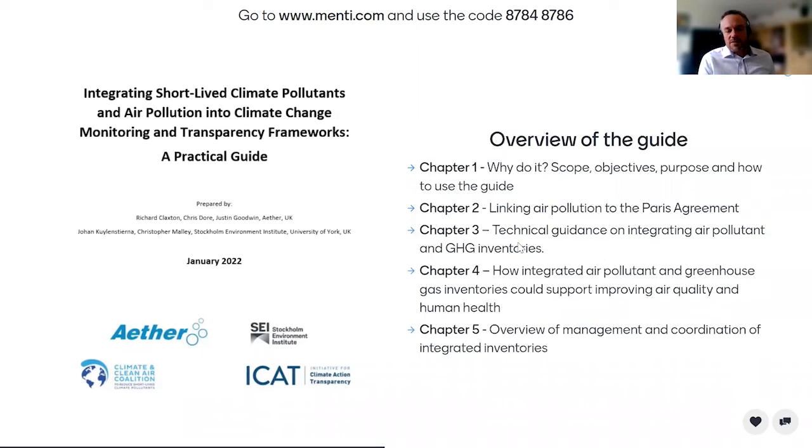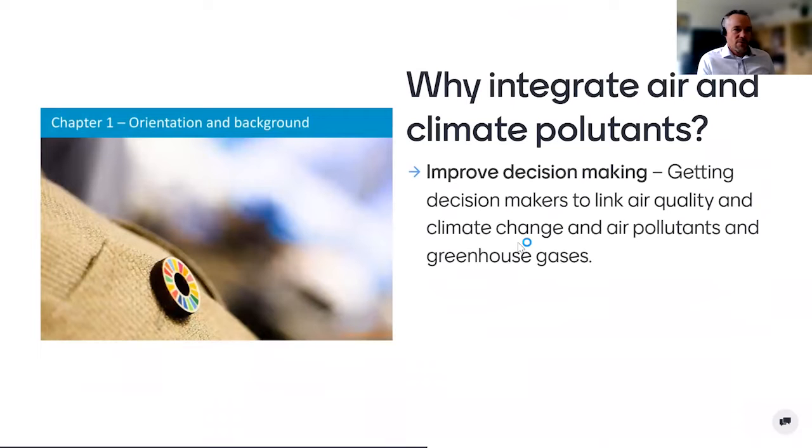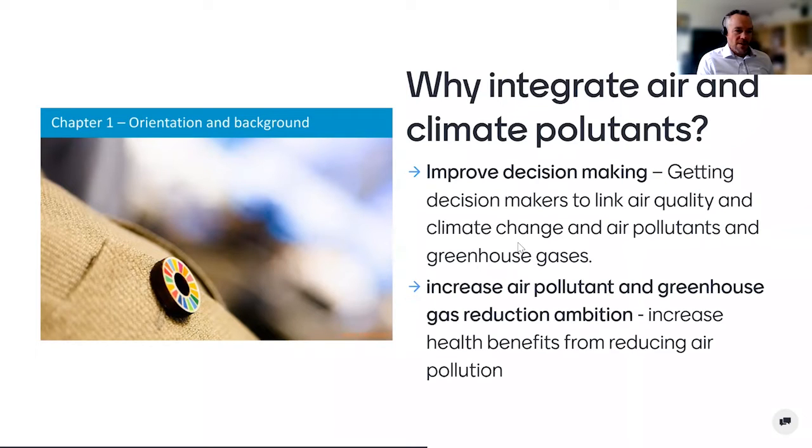So I'm going to go through very quickly a little bit more detail on each of the chapters. So the first is about why we integrate air pollution and climate change, obviously improving decision making. Linking air quality and climate change gives us a better view of the pros of taking action. It engages us with more stakeholders. And it means, hopefully, that we can increase in ambition for both, because we're having multiple benefits. There will be some conflicts that we need to be aware of, but we can hopefully keep those at bay with better understanding and knowledge of what's going on.